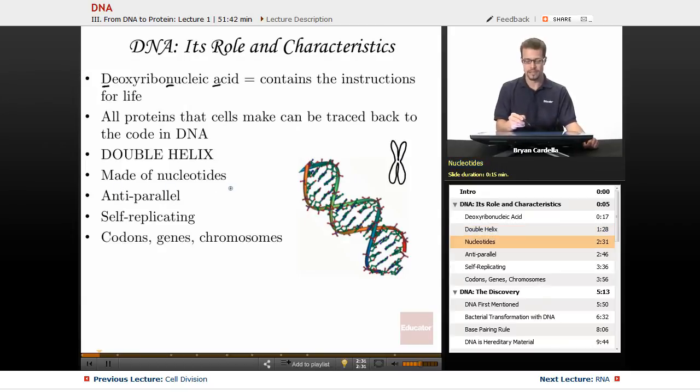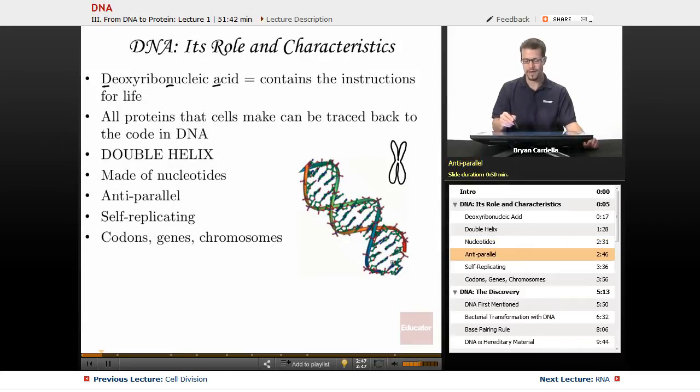Made of nucleotides. So when we look down this backbone of DNA on each side, it's nucleotide attached to nucleotide attached to nucleotide. And across the center, the nucleotides of these two strands are attached. And more details about that later on in the lesson.